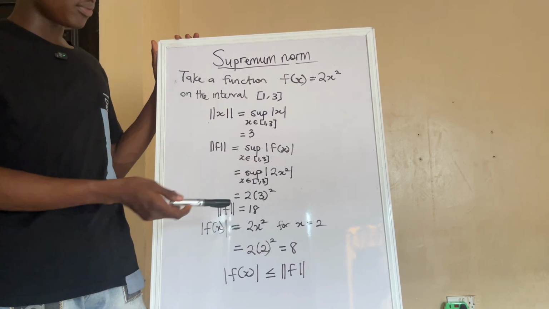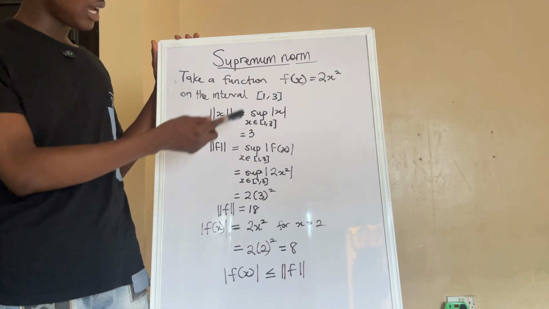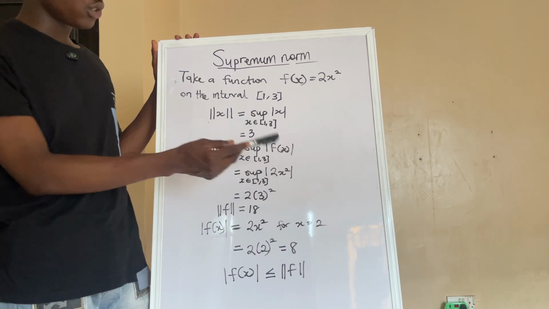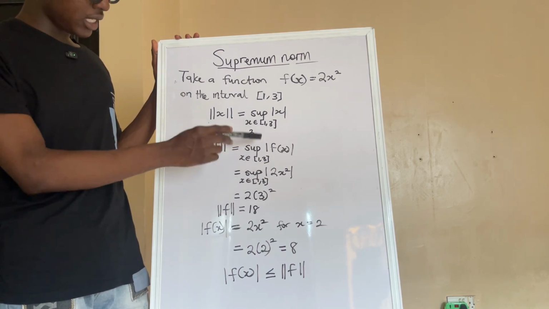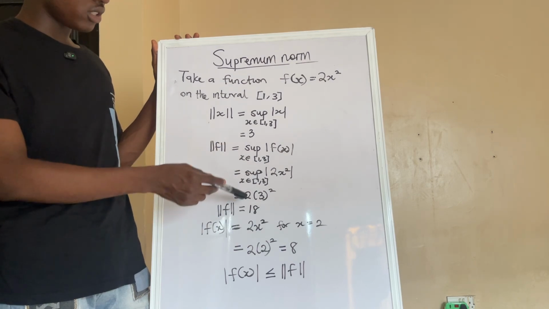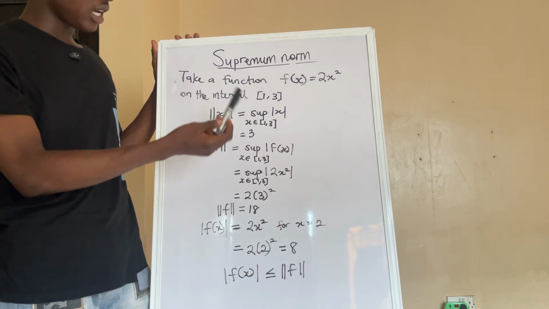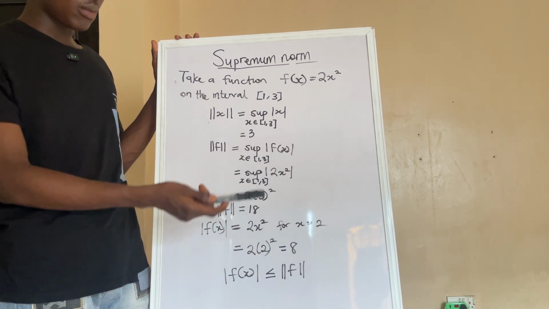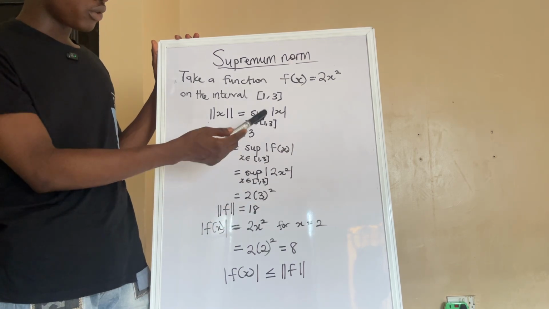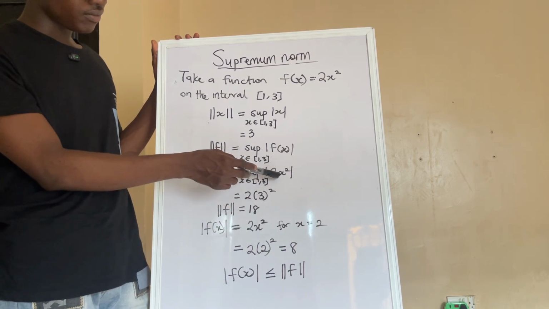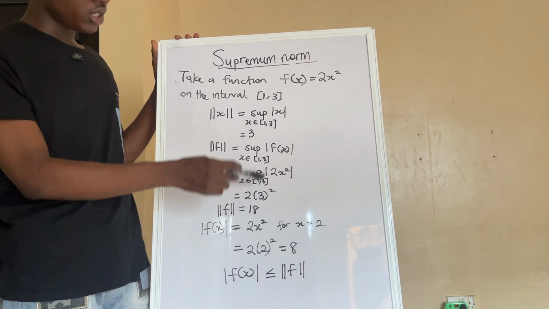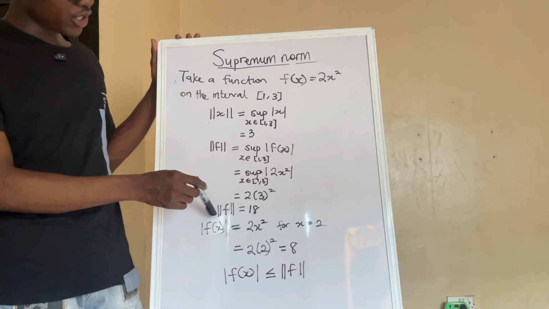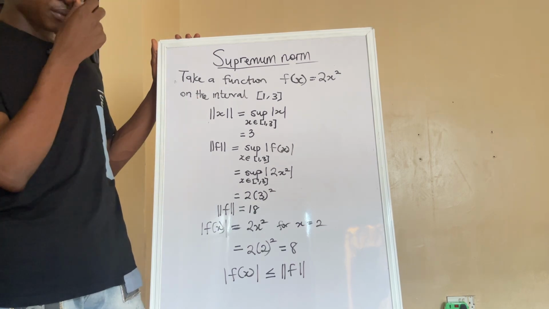So how do we calculate the supremum of this? It's just inputting the highest possible value of x into the function. Since x is still in the interval 1 to 3, and it's a closed interval, 3 is included, so the highest possible value of x, which is the supremum of x, is 3. So wherever I see x, I put 3, and when I do, I get the norm of f to be 18.